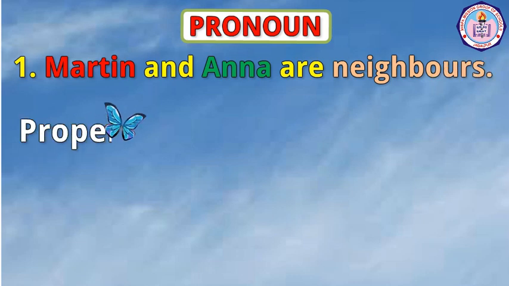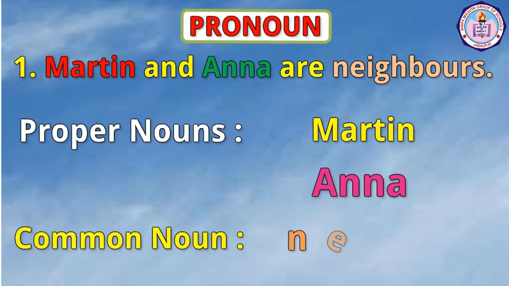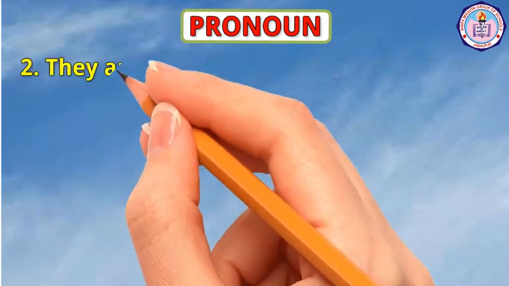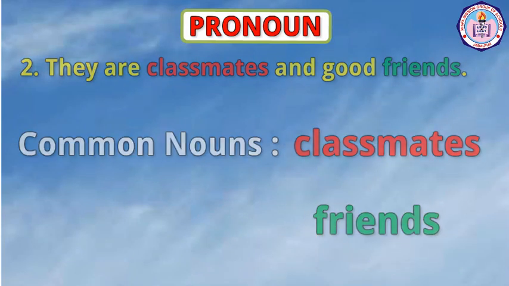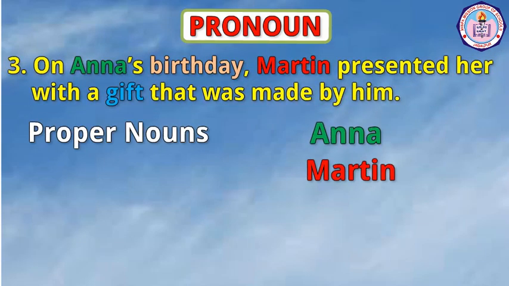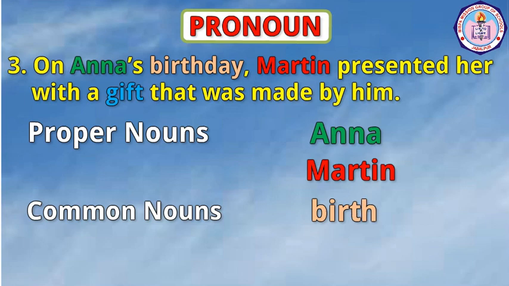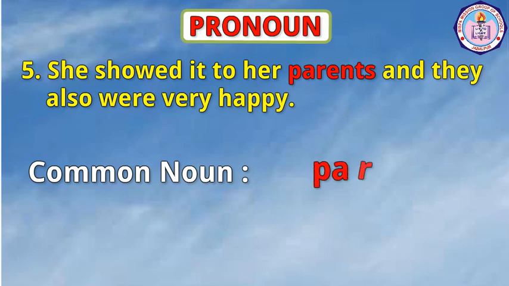Here, in the first sentence, the writer introduces 2 proper nouns, Martin and Anna, and 1 common noun, neighbors. In the second sentence, there are 2 common nouns, classmates and friends. In the third sentence, the proper nouns Anna and Martin are repeated. And we also see 2 common nouns here, birthday and gift. In the fourth sentence, there is not any noun mentioned. In the fifth sentence, there is 1 common noun, parents.